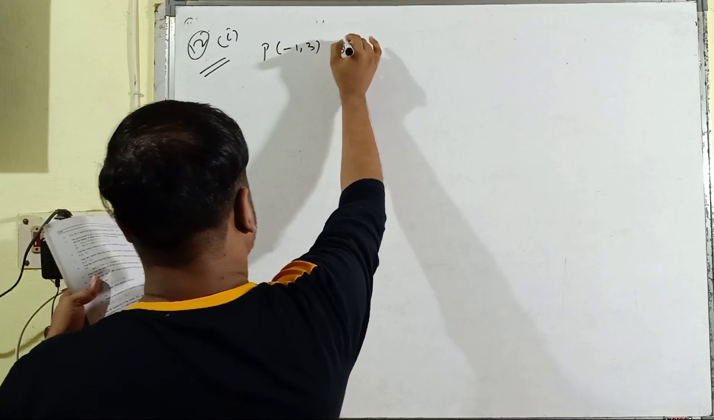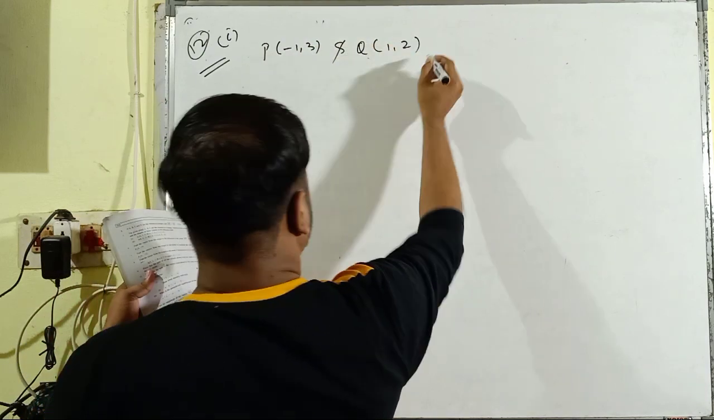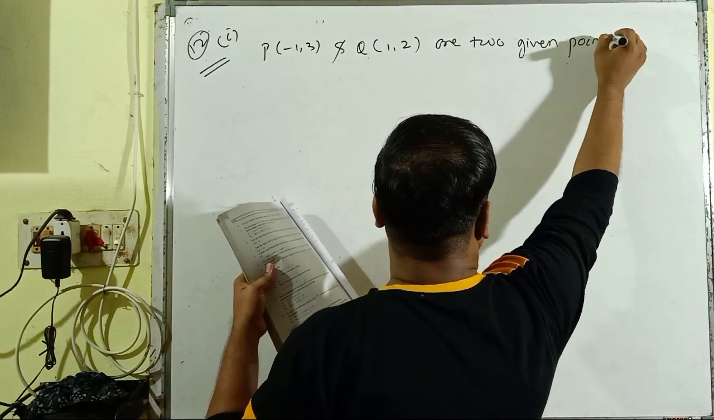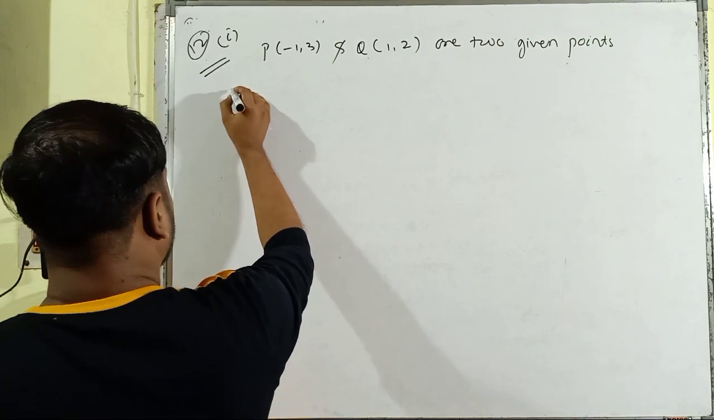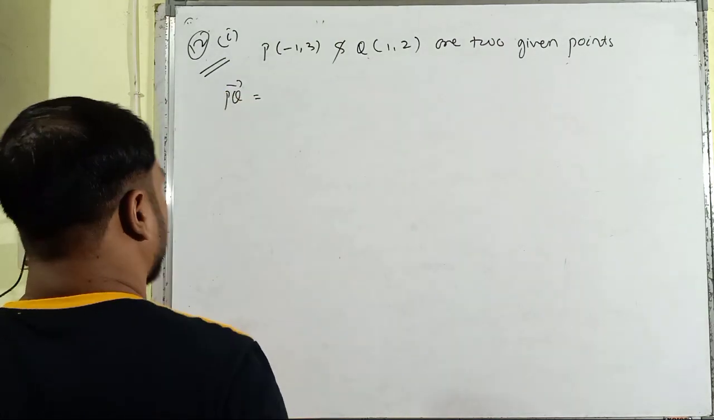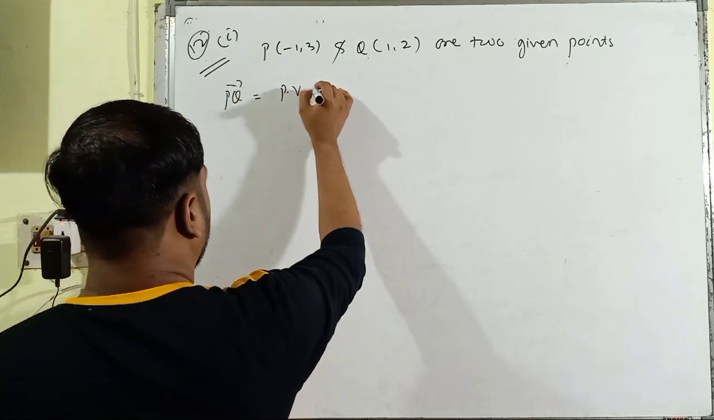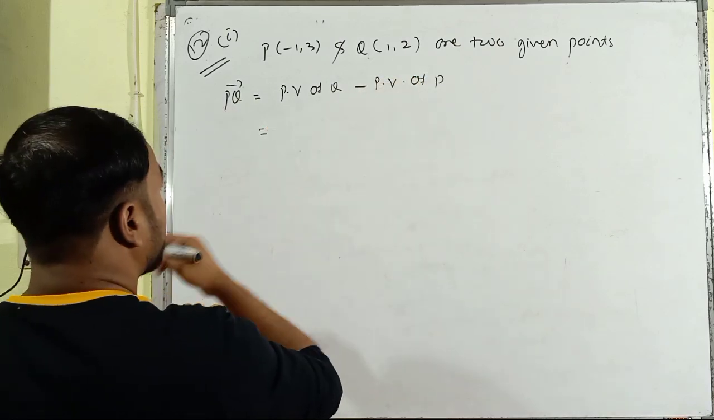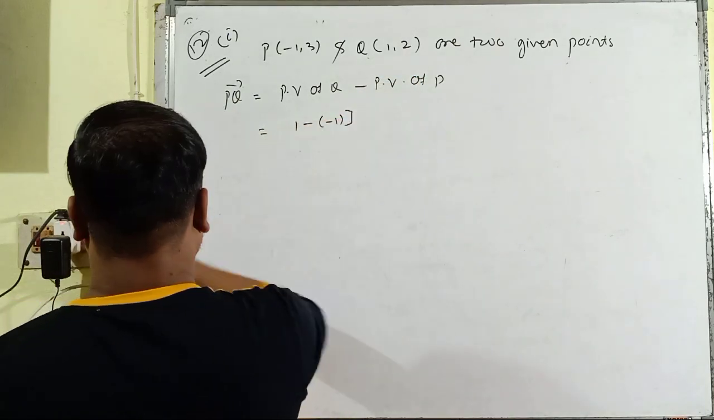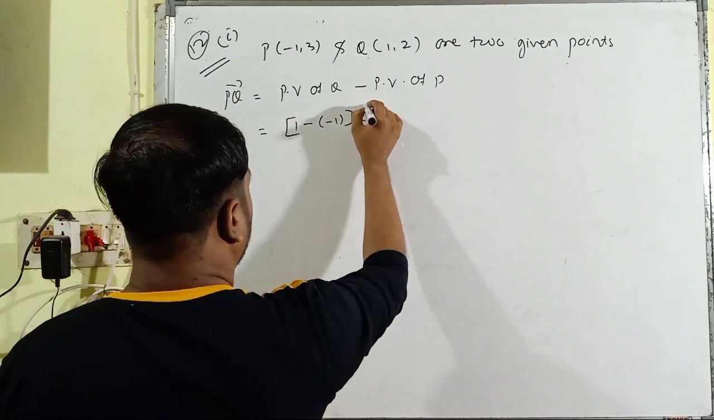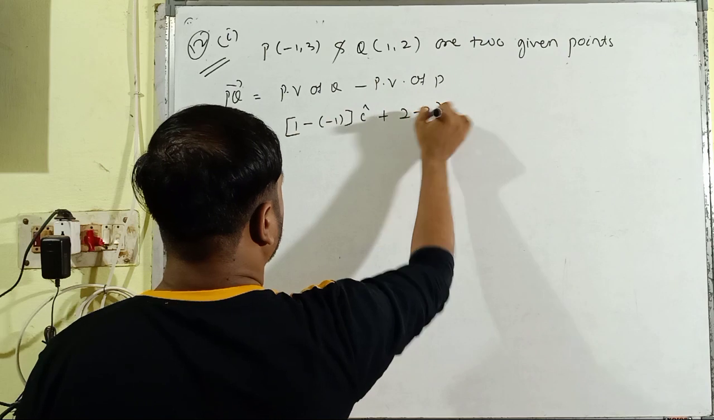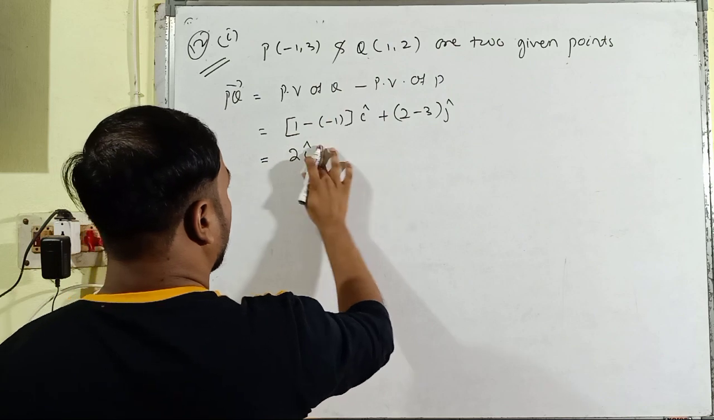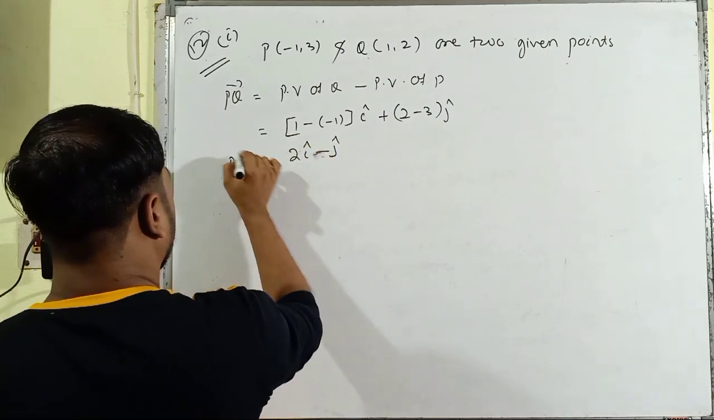P(-1, 3) and Q(1, 2) are two given points. First of all, we have to find out the vector PQ. So the position vector of Q minus position vector of P. Okay, it is (1 minus minus 1) i cap plus (2 minus 3) j cap, then it is 2 i cap, then minus j cap, and it is the PQ vector.